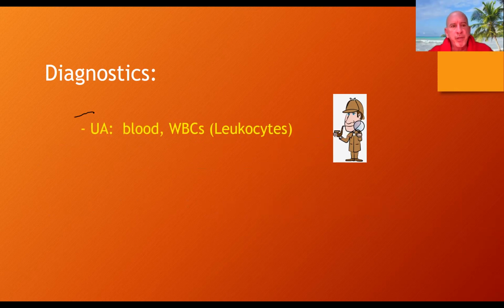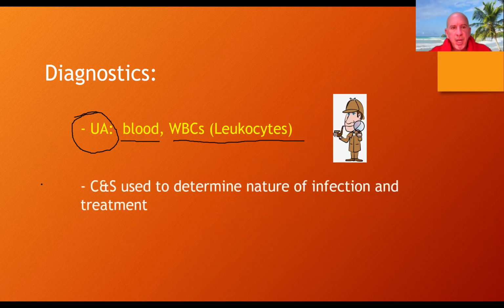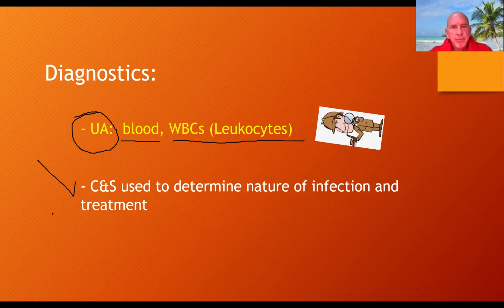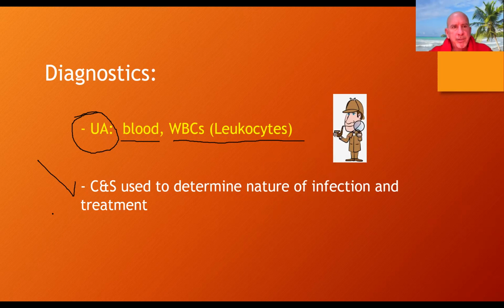Diagnostics. What's the best diagnostic tool we got? UA, urinalysis. If it is an infection, your body's launching an immune response. You will have white blood cells in your urine. You may have blood, you may not. It's very common to have blood though, because that infection causes the leakage of blood into the urine. You may have to do a C&S, to find out what kind of bacterial infection you have and make sure the antibiotic you're on is effective.